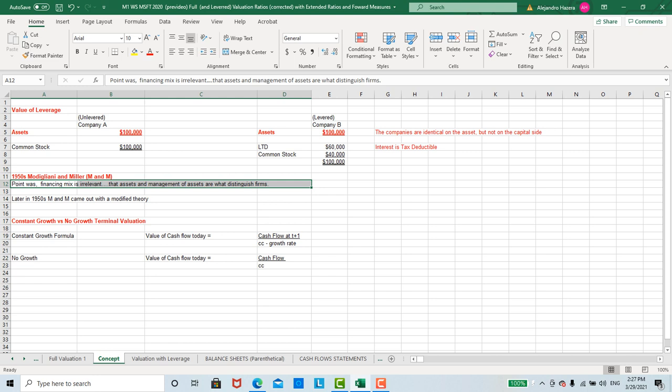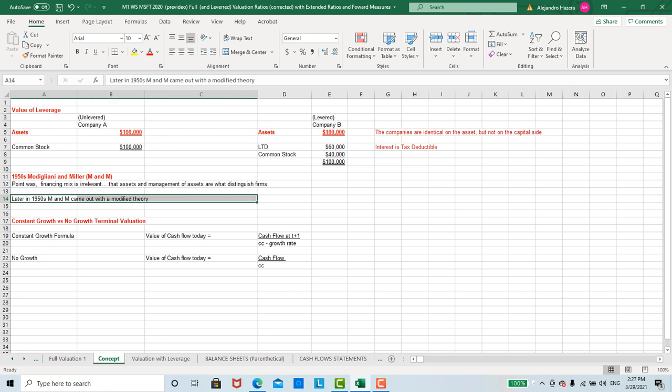Okay? It doesn't matter whether you're 100% common stock, or 100% long-term debt, or a mixture in between somewhere. Ultimately, if companies are the same and they have the same management, they should be valued the same. But then they modified the theory to recognize that interest is tax deductible.